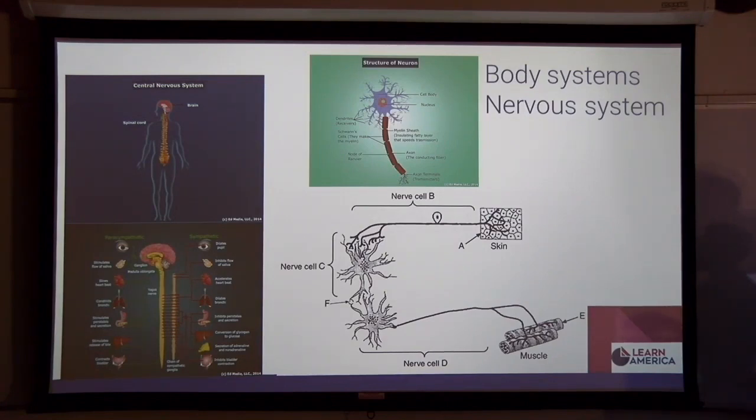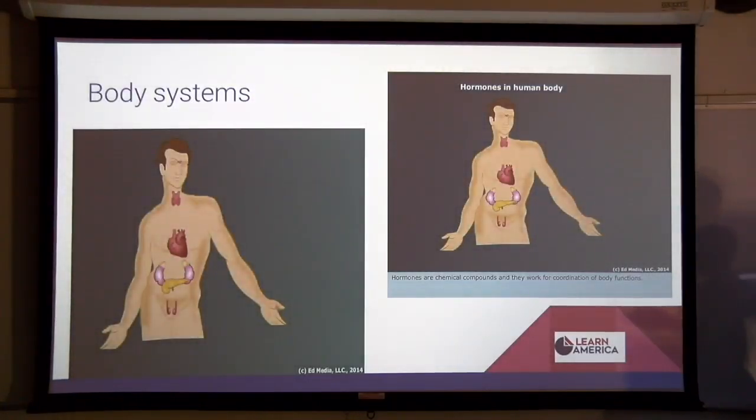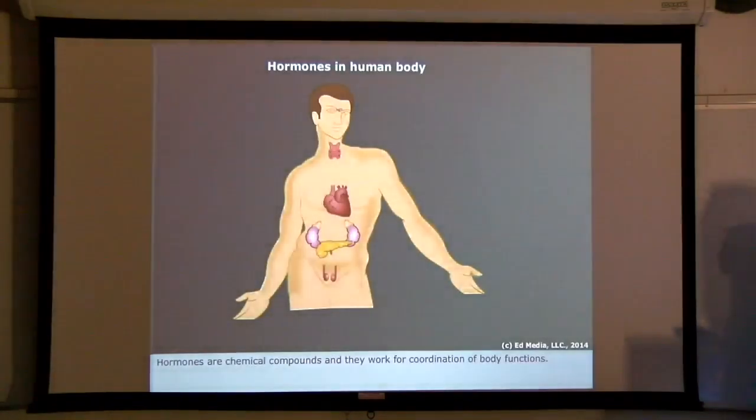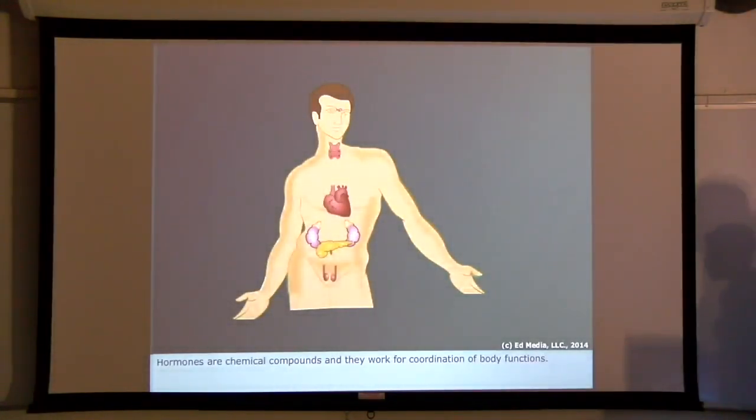Your next system is the nervous system. You see that nerves will send messages from one neuron to the next, and that will cause your muscle cells and your skin cells to respond. The next system I want to look at, which is also a regulatory system, are hormones. We've spoken about a few of them in the female reproductive and the male reproductive system, but you have hormones throughout the body. They are chemical compounds and they work in coordination of body functions.